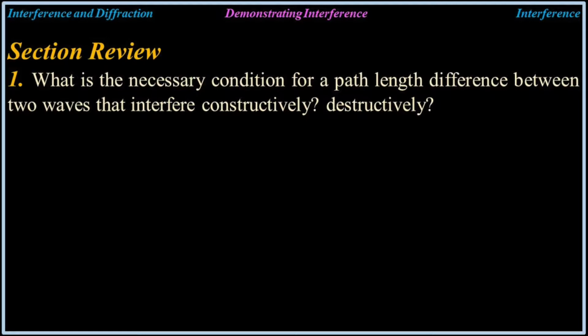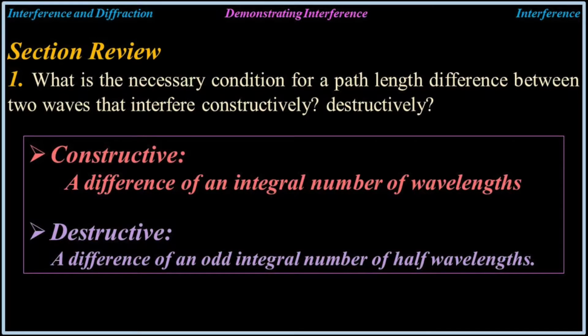Section review: what is the necessary condition for a path length difference between two waves that interfere constructively? How about destructively? A difference of an integral number of wavelengths, a difference of an odd integral number of half wavelengths. So that's actually two questions. The first part is constructive, and the second is destructive.